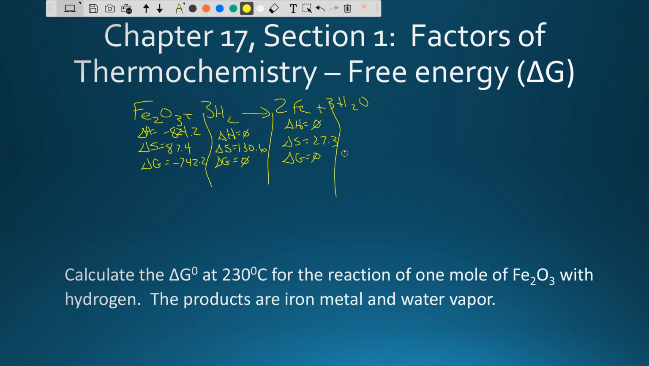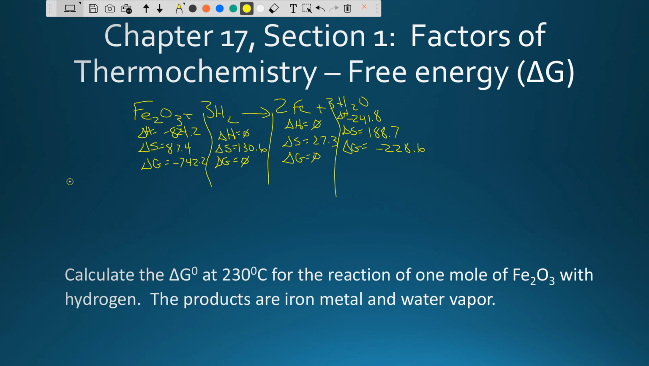Now the last one is going to be my water. Negative 241.8 is my delta H. My delta S is going to be 188.7, and my delta G ends up being negative 228.6. Okay, so let's keep this all straight.